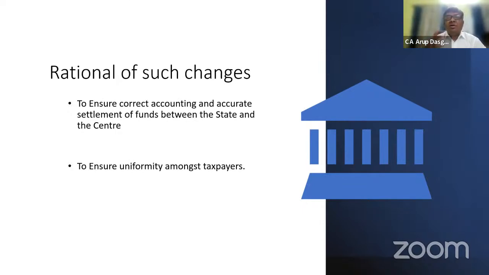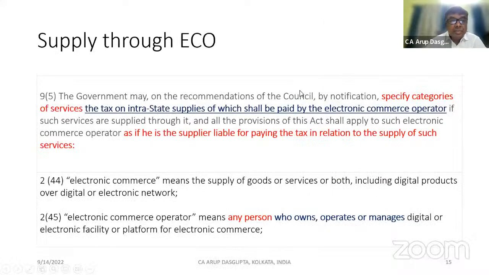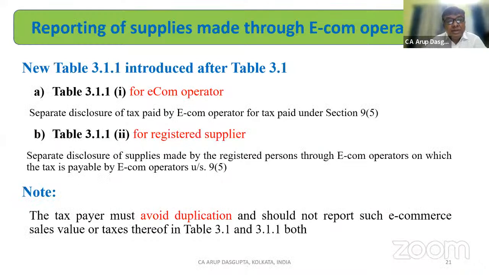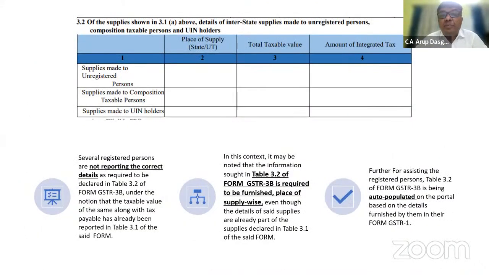First, what was happening in this? I will show in 3.2. When we were filing returns, I'll just show it here quickly. When we were filing the return in 3.2, what was happening? When we are selling to unregistered persons, we had to give place of supply.